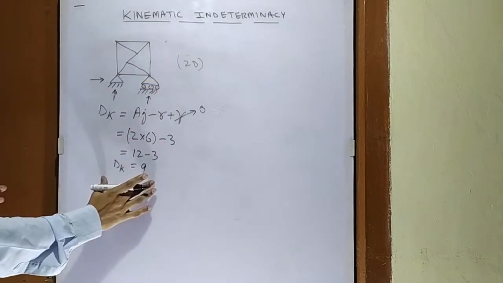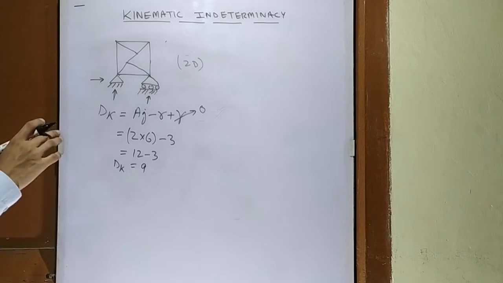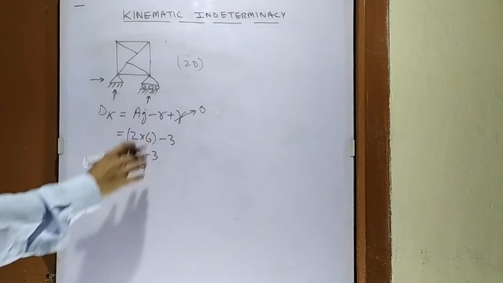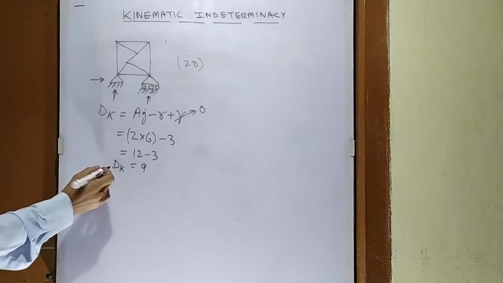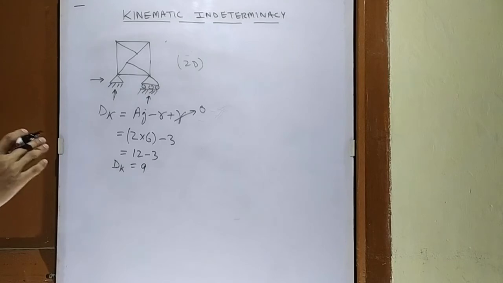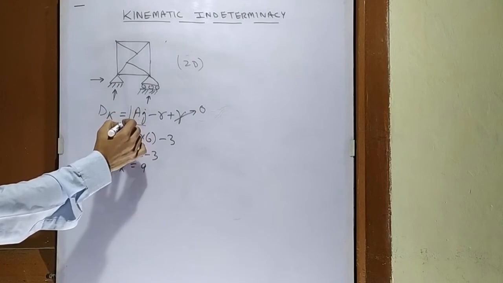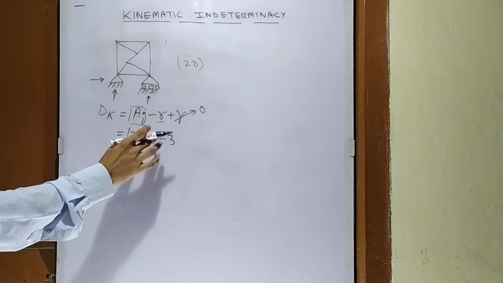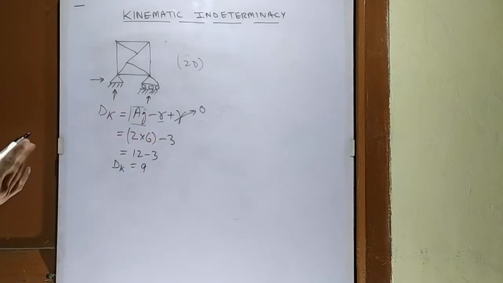You can just use this formula, or you can find out the degree of kinematic indeterminacy manually, directly from the figure. So what are we doing here? We are just finding out the maximum degree of freedom available in that structure, because we have calculated the maximum number of unknown displacements and we have subtracted the reactions. So what we will get is the number of degrees of freedom available in that structure.